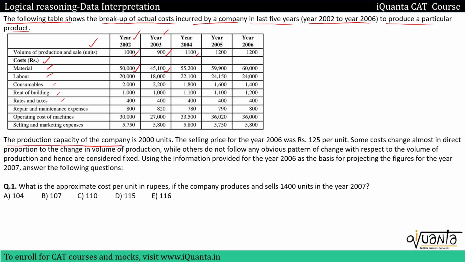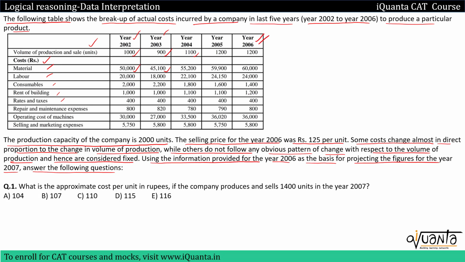Reading further, the production capacity of the company is 2000 units. So maximum the company can produce these many units. The selling price for the year 2006 was rupees 125 per unit. So we have been given the selling price for year 2006. Some costs change almost in direct proportion to the change in volume of production, while others do not follow any obvious pattern of change with respect to the volume of production and hence are considered fixed. Using the information provided for the year 2006 as the basis for projecting the figures for the year 2007, answer the following question. So we have been given all the information till year 2006. We have to project the figures for the year 2007 taking base year as 2006.